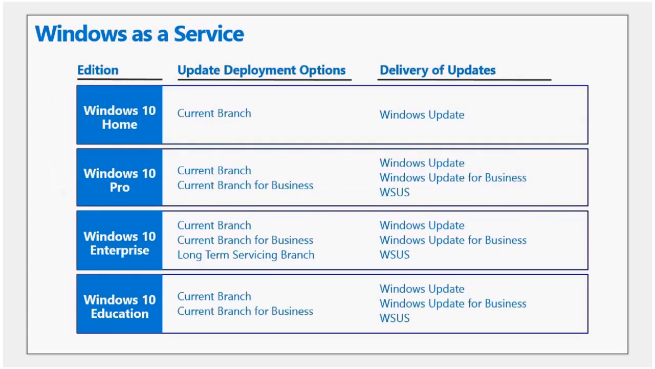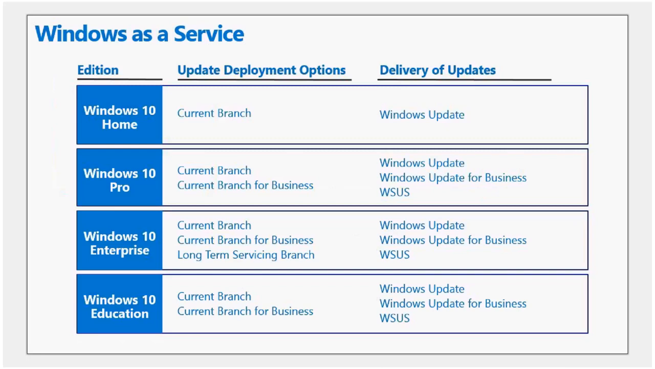For Windows 10 Home, which is our consumer offering, the current branch is the only option available, and the updates will come through Windows Update. We're going to talk more about the other 3 editions where there's more options available.